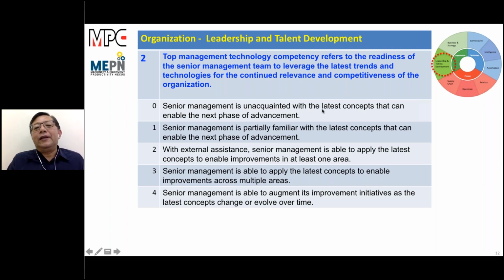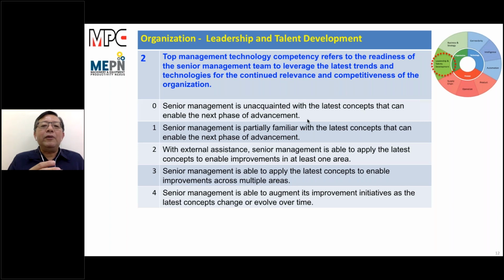Okay, so you look at that, they put there 0 is senior management is acquainted with the latest concept that can enable the next phase of the advancement. I mean that the senior management team say it's not possible. Technology cannot do the changing. Okay, so some of the organizations fall in this category. So with that, it's very hard to transform the organization.